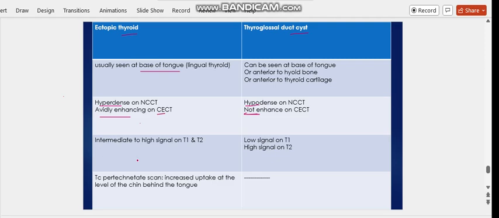The next difference: the ectopic thyroid is thyroid tissue, so it will be intermediate to high signal, the same signal as the thyroid tissue on MRI, intermediate to high signal on T1 and T2. However, the thyroglossal duct cyst is a cyst, so it will be low signal on T1 and high signal on T2, the same signal as any cystic lesion.